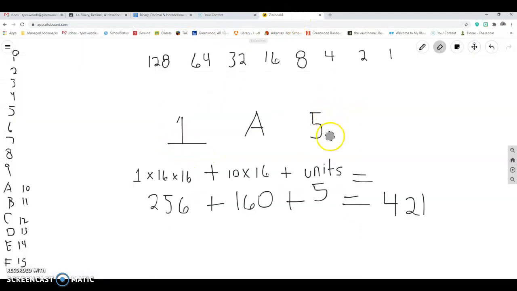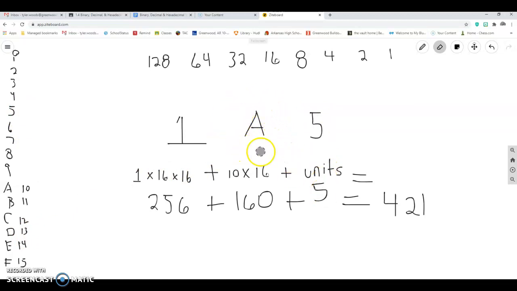And remember, if you need to go back and watch this video, that's fine. I'll explain it one more time really quickly. This is the units place. The farthest place to the right is the units. You're going to take whatever unit it is. You're not multiplying it by anything. It is going to remain what it is. So if it was a D, it would be 13. But since this time it's a 5, we keep it 5.